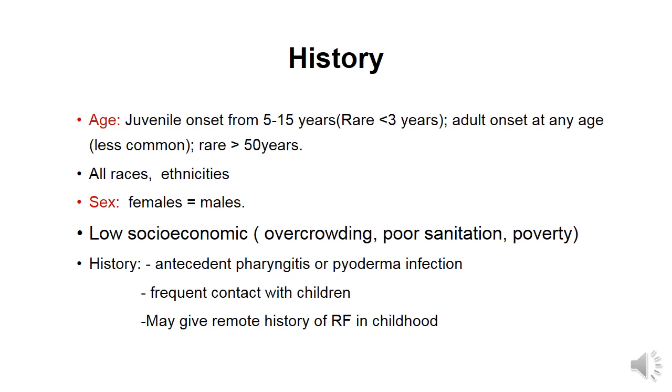Usually whenever we are taking the history, a good history will usually point to an antecedent pharyngitis or pyoderma infection, or, in an adult, it may give a remote history of rheumatic fever in childhood.